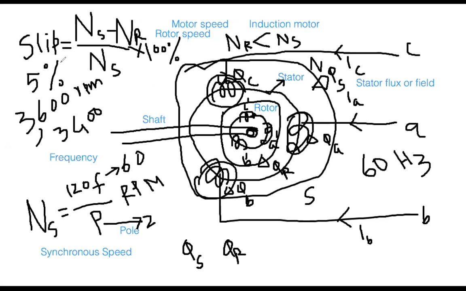So therefore, this is the slip: ns minus nr, the difference divided by the synchronous speed ns, taken as a percentage. Typically, this slip value is 5%. For example, if the ns value is 3600 rpm and you assume a slip of 5%, the rotor speed will be close to 3450 or something. So this will be a difference of around 150 rpm, or not more than that.